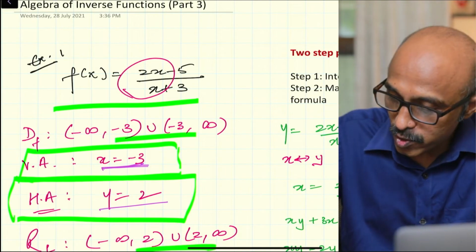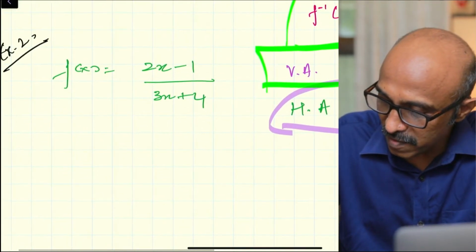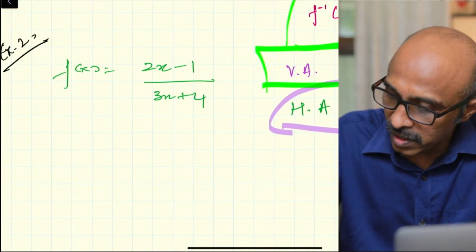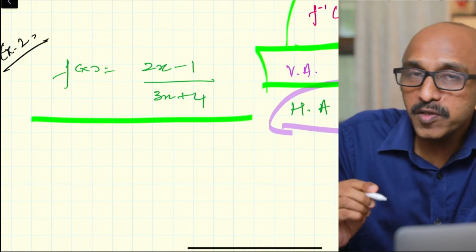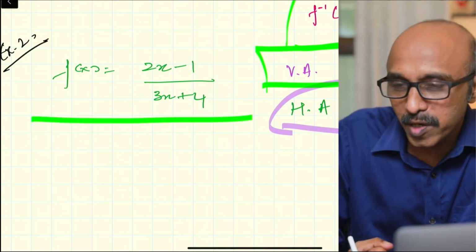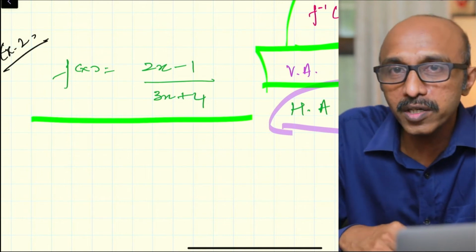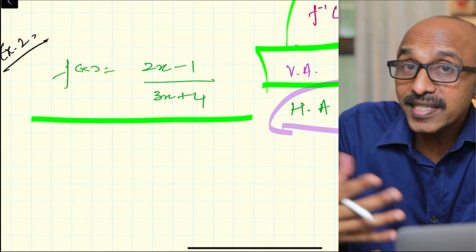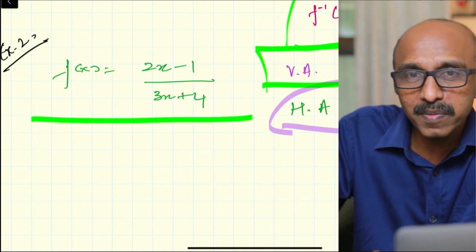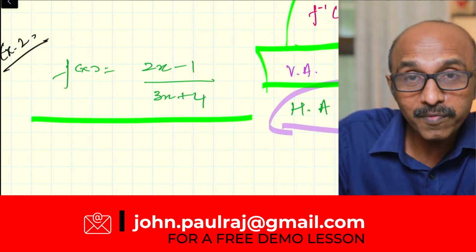Okay, example 2 of a rational function. This is the second rational function, 2x minus 1 over 3x plus 4. In this, to find the inverse of this rational function, we're going to explore a shortcut. You can use this shortcut if you're appearing for an entrance exam where you don't have to show the working and it's just a multiple choice question. This is a shortcut which will be helpful.